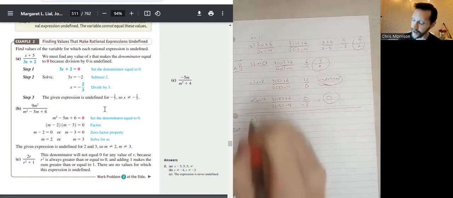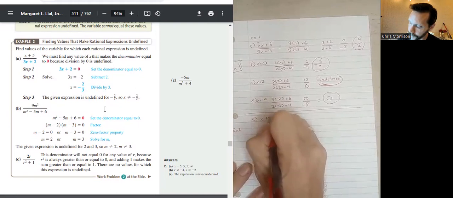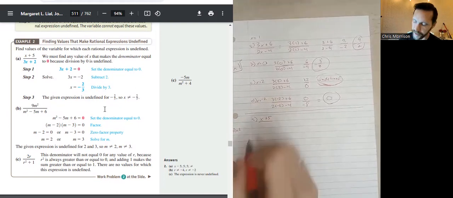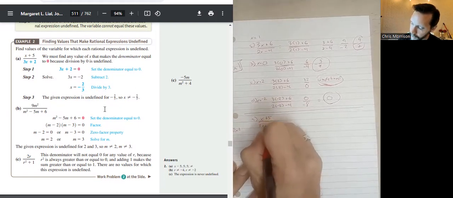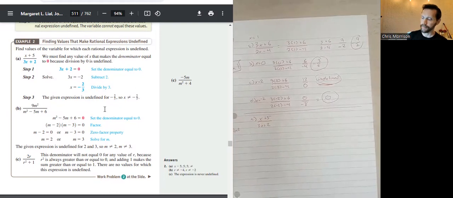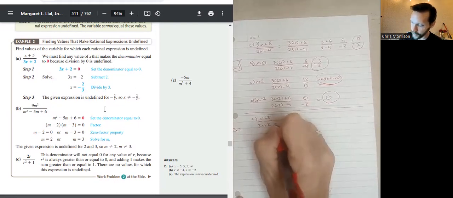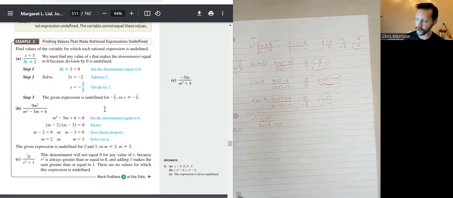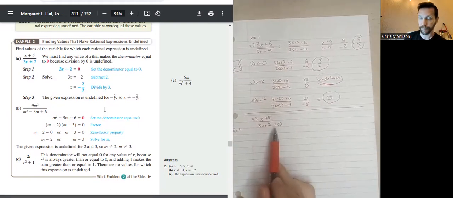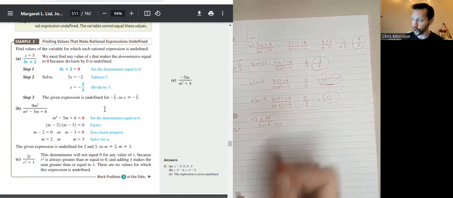So suppose I have x plus 5 over 3x plus 2 as my expression, and I'm not given an x. I want to know at what value of x this expression becomes undefined. In other words, at what value does the denominator equal 0? Well, I'm just going to set that to be 0. I can ignore x plus 5. 3x plus 2 equals 0. And then we just solve that.